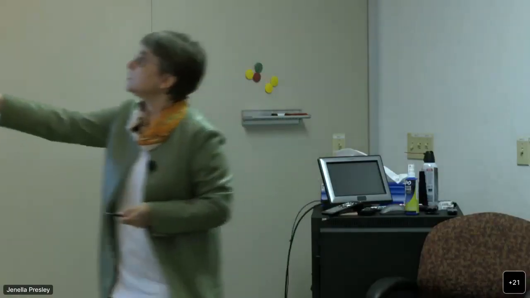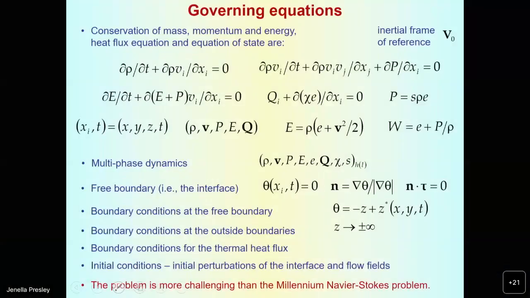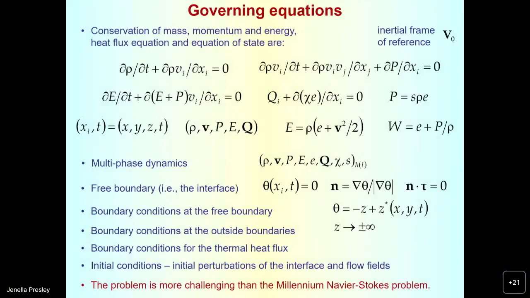So if this were only these three equations, the conservation of mass, momentum, and energy, and the density were constant, and we added here, for instance, the viscous term, it would be the Navier-Stokes problem, for which we all expect to have some resolution obtained, and a $1 million prize issued.